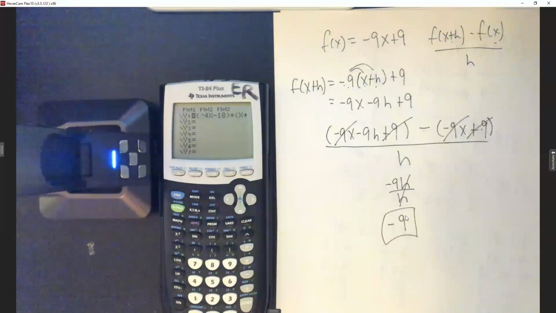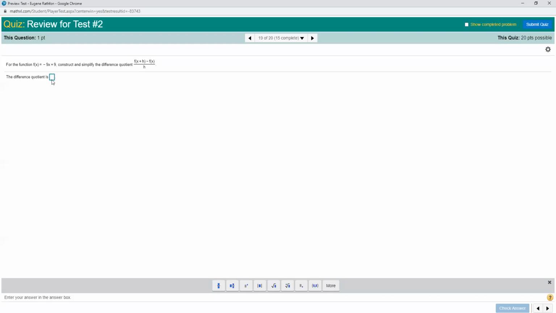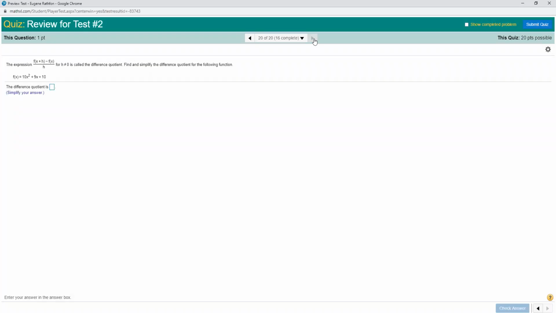So y'all, you would put that answer in, what do we say, negative 9, and then move on to the next one. Oh, it looks like number 20, so that's usually the fun one. Yep, so the same thing, except this one was f of x equals 10x squared plus 9x plus 10. I think the one I put on my bonus for y'all is about like this one, okay? So let's go work this one.